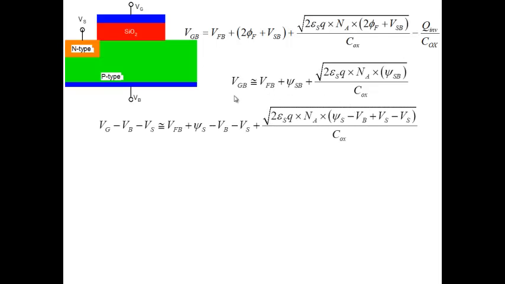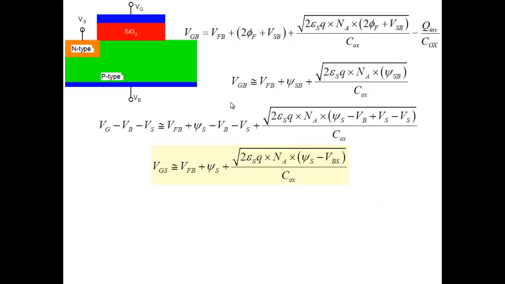All right. Let me rewrite it a little bit. So VGB that you see here, we can write as VG minus VB, which is from definition. In addition to that, I subtract VS on the left hand side, source voltage, and VS from the right hand side also. And then I can cancel out VB here and VB here. It allows us to write everything in terms of VGS. VGS is V flat band, psi S, now the surface potential measured with respect to source. And this is also measured with respect to source. And this is the body to source voltage. All right. So this is the same equation, but with a different reference here.